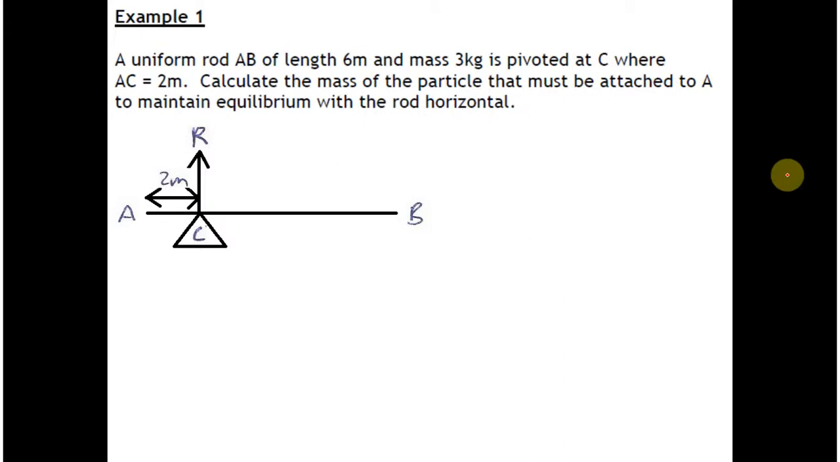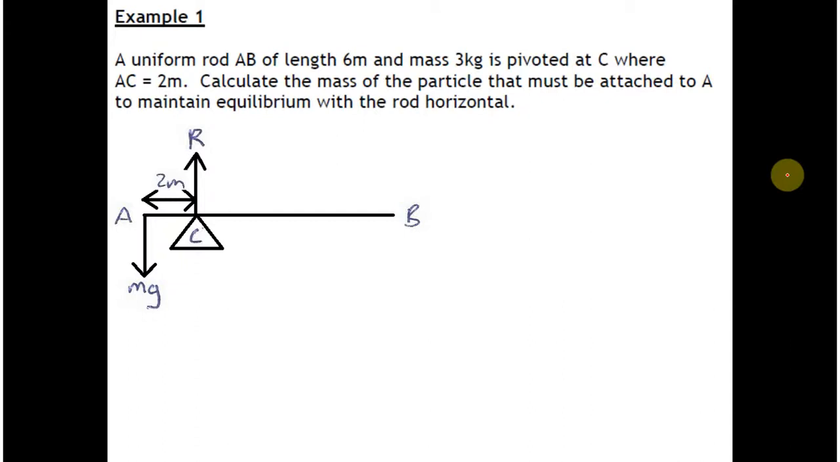We have a pivot, which we usually denote by a triangle, and a pivot is keeping that rod from falling down to the ground. So there must be some sort of upward force acting at that pivot, which we're going to denote here by R. We also have a particle that's attached to A, and we're interested in its mass. So the weight is the corresponding force to the mass, which is m times g, and it acts at A.